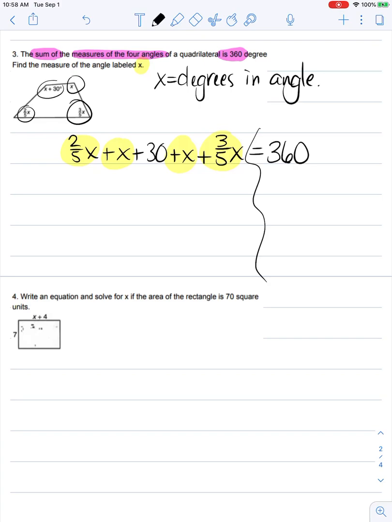As I was saying, typically I would try to get rid of that fraction, but watch what happens. What is 3/5 x plus 2/5 x? That's 5/5, which is 1x. Plus 1 is 2, plus 1 more is 3x. So we want to make sure that we're working smarter and not harder when we're doing our math. So I've got 3x plus 30 equals 360.